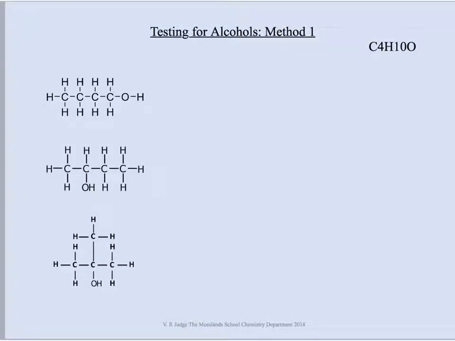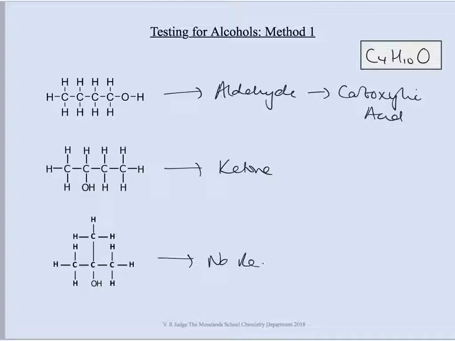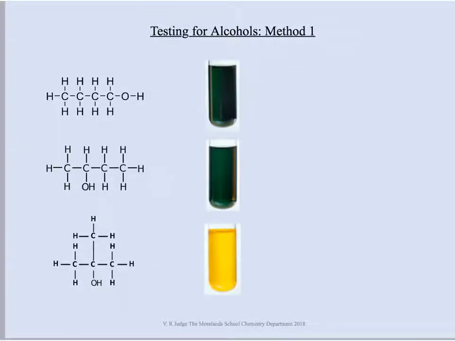So if we just go back to our original compounds, these are our isomers of C4H10O, three different classifications of alcohol. If you were to do this method, you heat it with acidified potassium dichromate, this one would turn into an aldehyde and then onto a carboxylic acid. Your secondary alcohol would turn into a ketone, and your tertiary alcohol, there would be no reaction. And now we have a little look at the colour changes associated with these reactions.